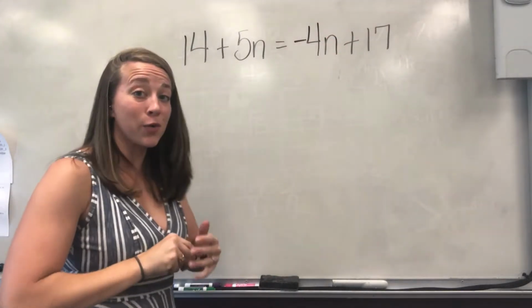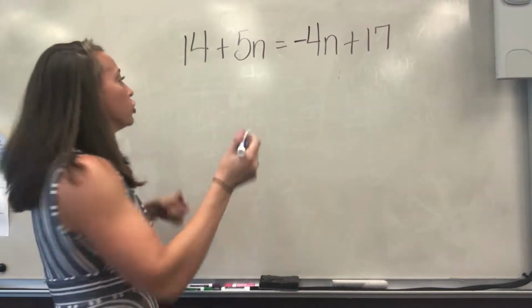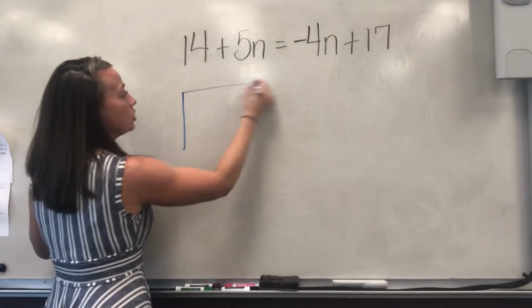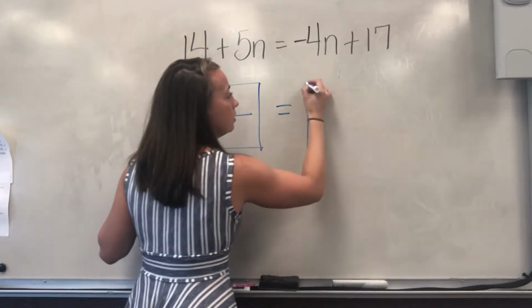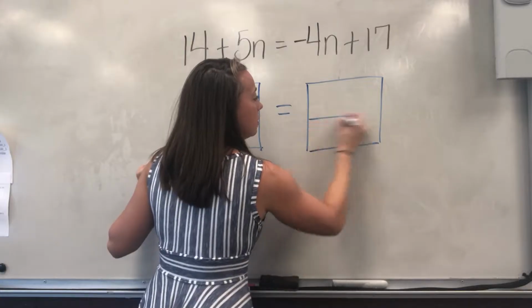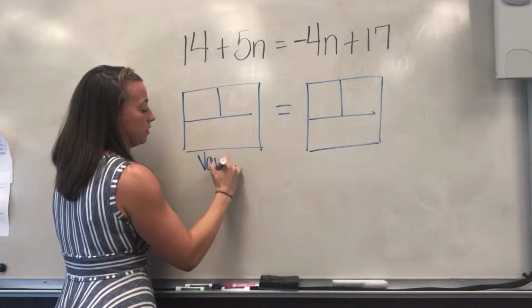All right, so now we're going to do the exact same problems. We're going to do it with the box method. So remember we said that you're going to create 2 large boxes with an equal sign in the middle. Again, I'm going to call the left side my variables.